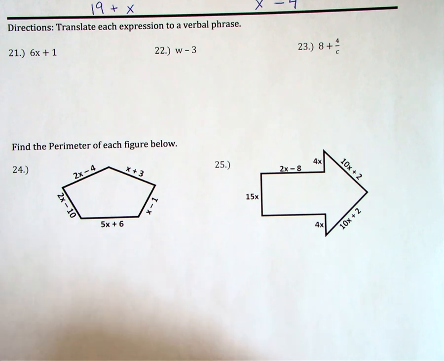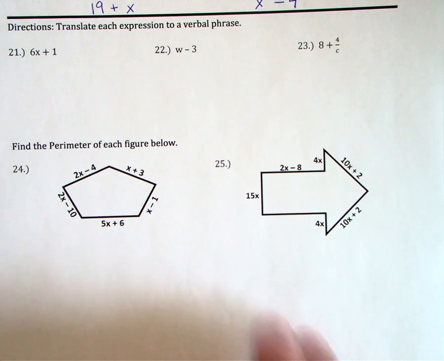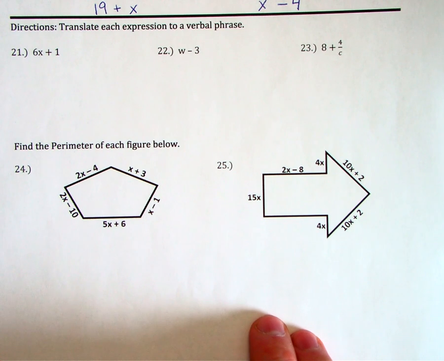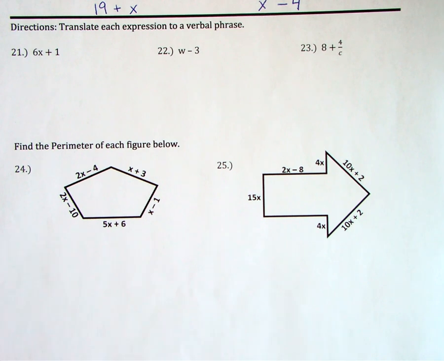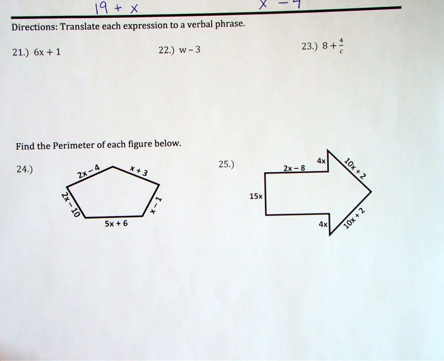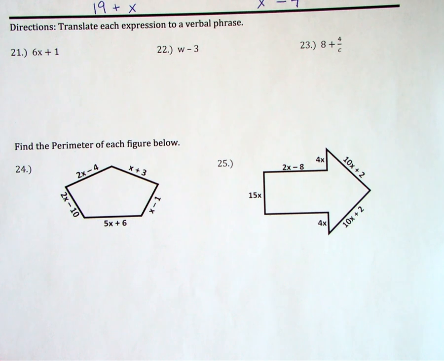Number 21, 22, and 23 I'm going to let you do on your own. I'll check your solutions. Since you could all use a different variety of variables and a different variety of words to express those verbal phrases, me giving you one exact answer doesn't necessarily do the problem justice. So I'm going to move on to number 24, find the perimeter of each figure.